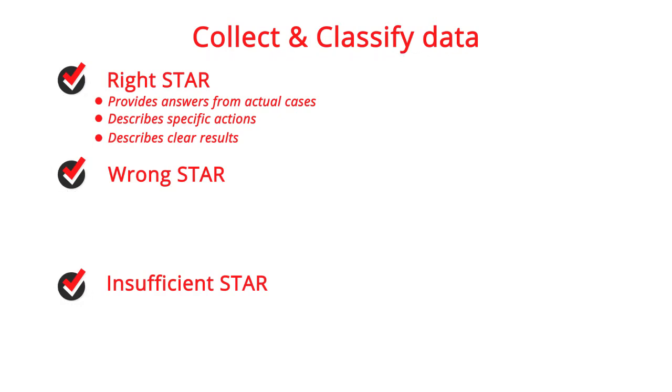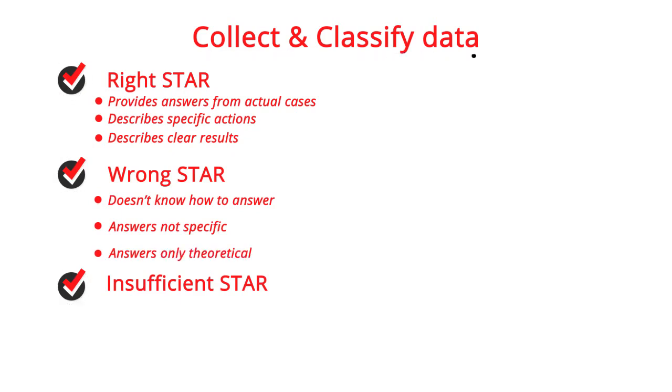When we say a candidate is a wrong star, what do we mean? It means that the candidate doesn't know how to answer the question, or the answers were not specific, very vague, or the answers were very theoretical, something they just read up. The third category is a candidate that we will give an insufficient star. That means that this candidate did not display a depth of knowledge, lacked experience, and lacked any results that they could talk about.